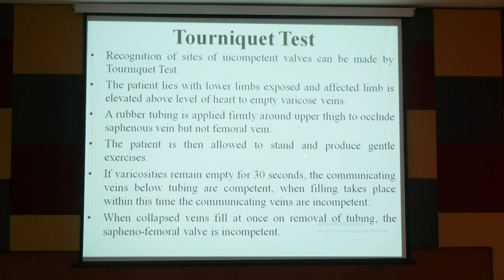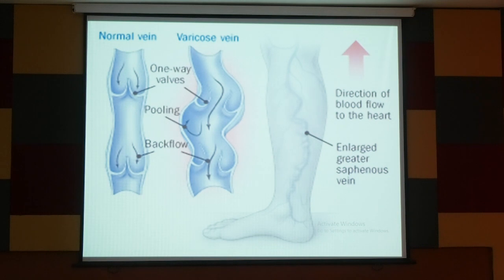Now the patient is allowed to stand and perform gentle exercises. If the varicosities remain empty for 30 seconds, the communicating veins below the tourniquet are competent. When filling takes place within this time, the communicating veins are incompetent. When the collapsed veins fill at once on removal of the tourniquet, the saphenofemoral valve is incompetent. Now, this is a normal vein with one-way valves, and the backflow, an enlarged great saphenous vein, with the direction of blood flow to the heart.